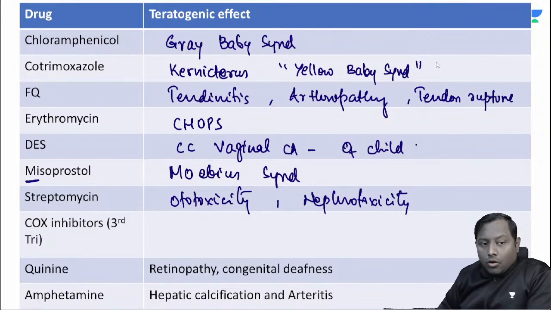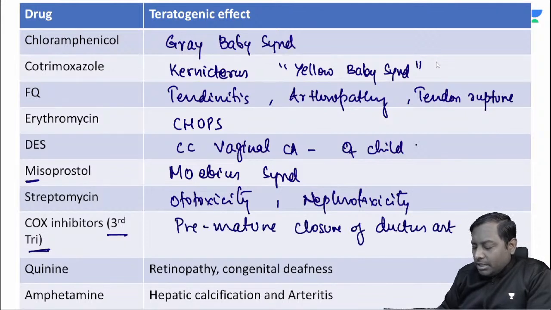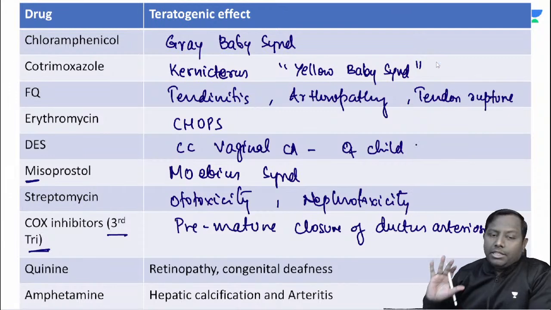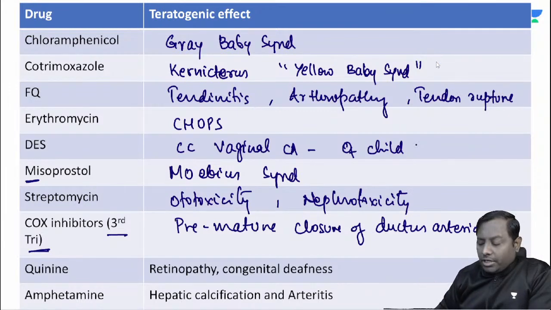We don't have it. A COX inhibitor, if it is exposed in the third trimester of pregnancy, will lead to premature closure of the ductus arteriosus. Premature closure of ductus arteriosus. Now, each of these questions, if I show you, let's say on this slide, if we have 8-9 teratogenic effects, there will be 8-9 questions. Each one of them has been asked already. Okay. Premature closure of ductus arteriosus, you can check it out. This question has already been asked.